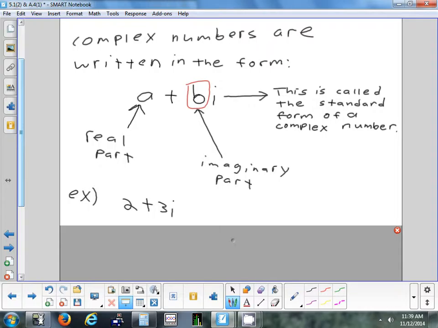What's the real part in 2 plus 3i? 2? Yep. And what's the imaginary part? Just 3. So the real part's 2, and the imaginary part is 3.